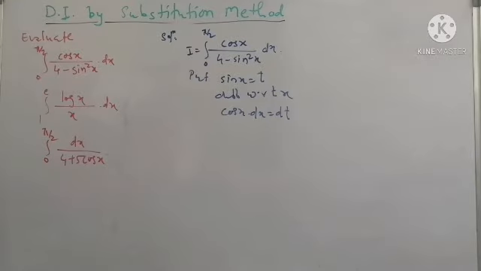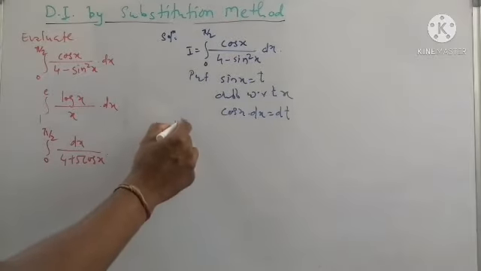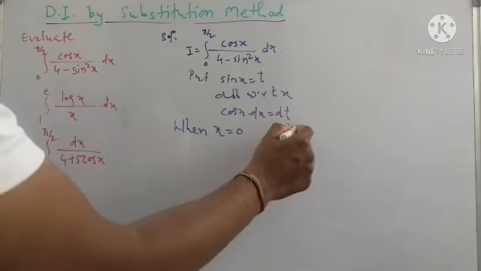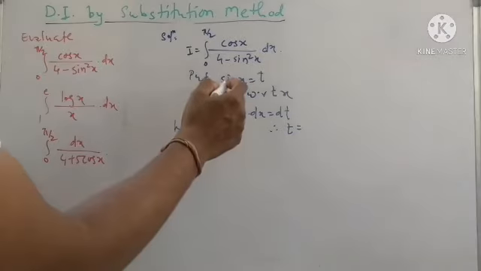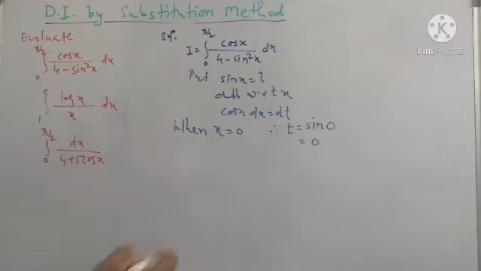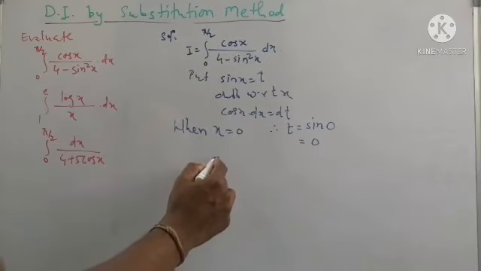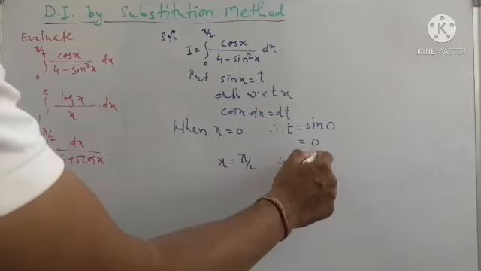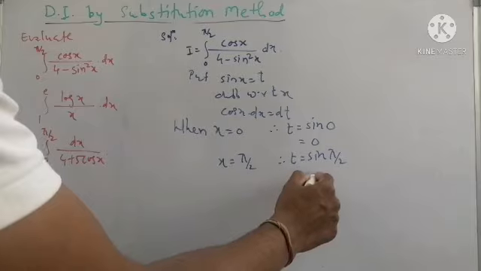So we have to take new limits, that is, values of the new variable t according to the substitution, corresponding to the old limits. For the old lower limit, that is x equal to 0, we find the value of t. As the relation between x and t is sin x equal to t, therefore t is equal to sin 0, and sin 0 is always 0. Next, for x equal to the upper limit, given here as pi by 2, t is equal to sin of pi by 2, and sin pi by 2 is always 1.